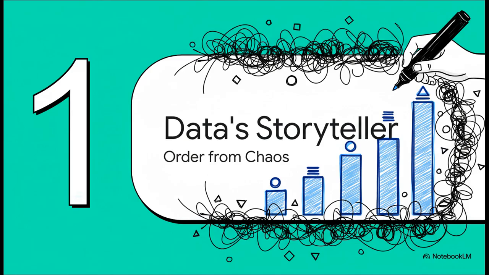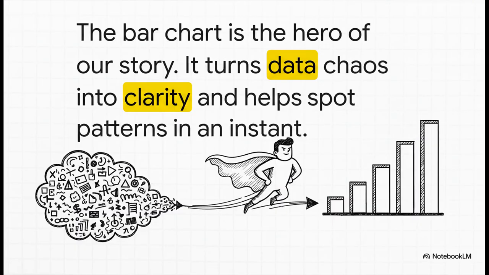So that big problem, that wall of messy data, how do we fix it? Well, you need a tool that can just slice through all that noise and create some order out of the chaos. And this is where our hero steps in, the bar chart. You've seen them everywhere for a reason. They are just incredibly good at turning that confusing jumble of numbers into a picture that actually makes sense. It's a tool that lets anyone, and I mean anyone, spot a pattern in seconds.